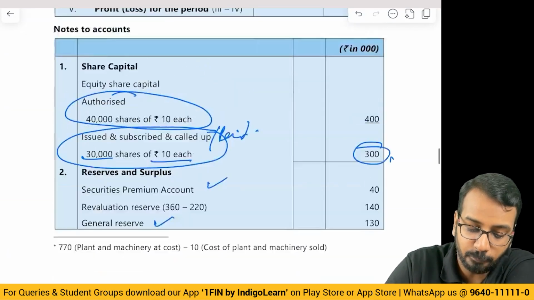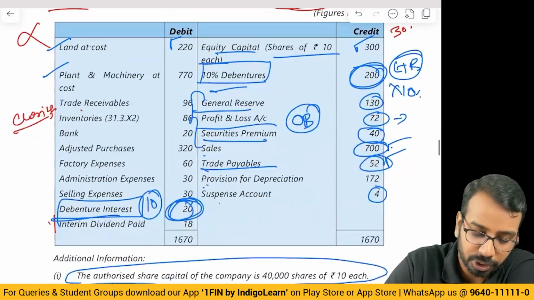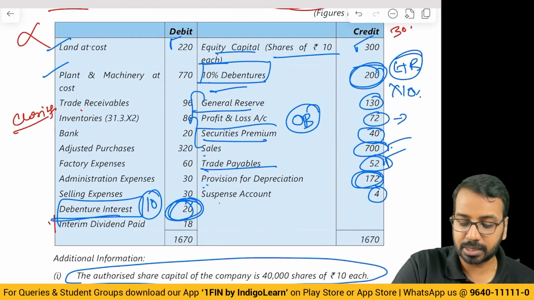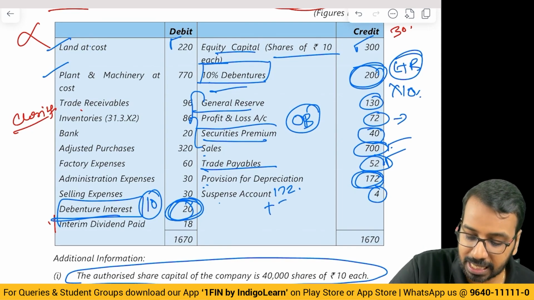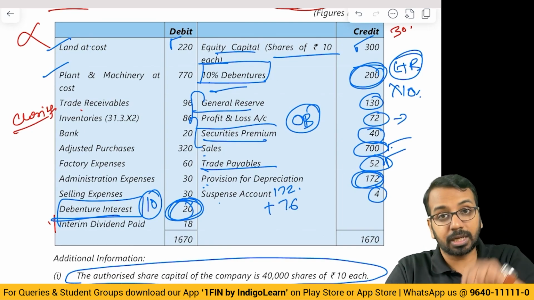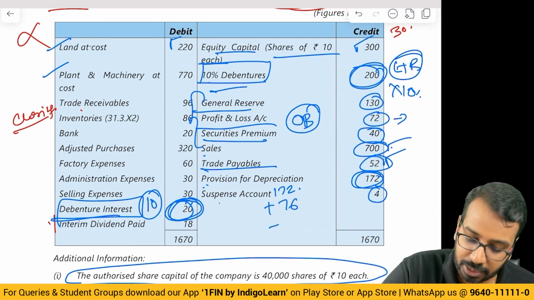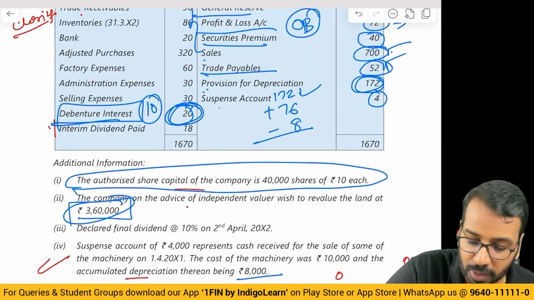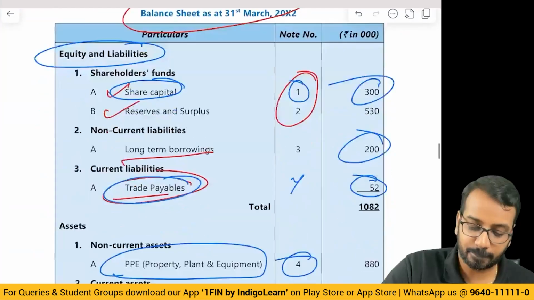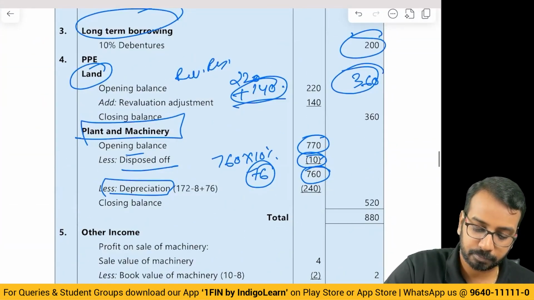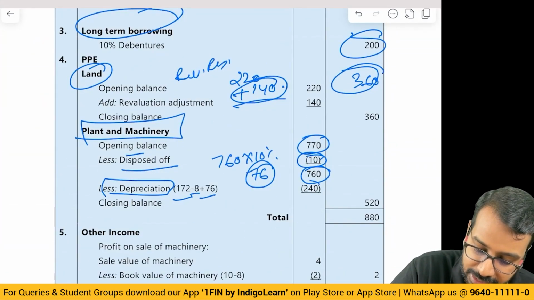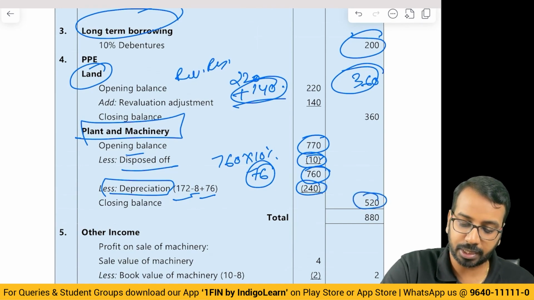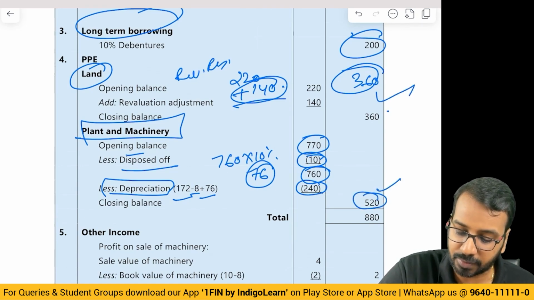depreciation section. Now, in the question, they have given us opening provision for depreciation. How much is this? 172. On this, I have to add 76 of depreciation for the current period minus depreciation on assets sold is 8,000. So you will reduce 8. So 172 plus 76 minus 8, 240. So 760 minus 240, you get 520. So the total amount is 360 plus 520, 880.